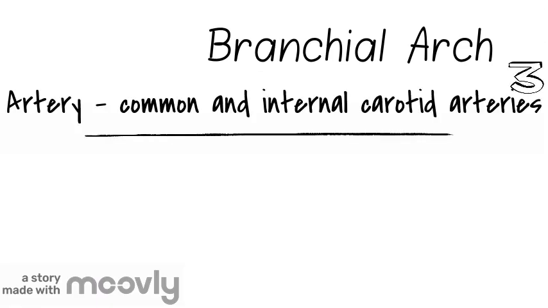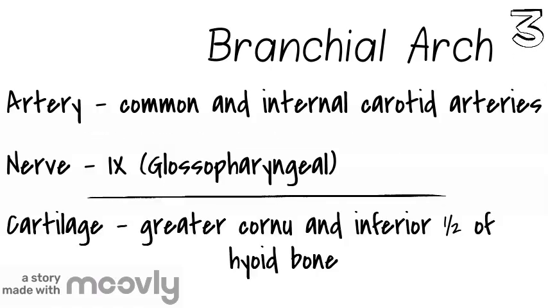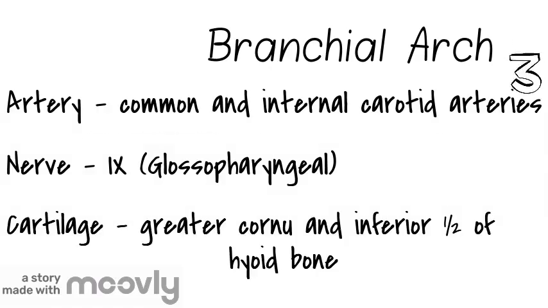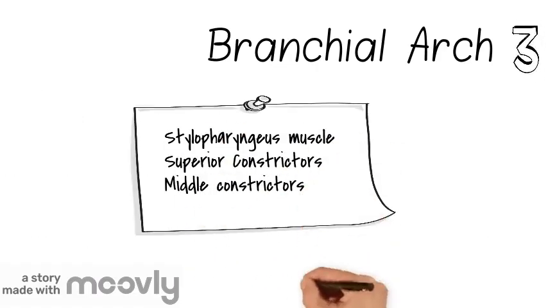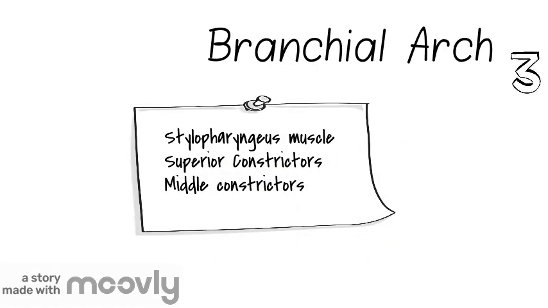The third branchial arch is supplied by the common and internal carotid artery, innervated by the glossopharyngeal nerve, and the cartilage ossified to form the inferior part and the greater horn of the hyoid bone. The third branchial arch will develop the stylopharyngeus muscle, superior and middle constrictors.